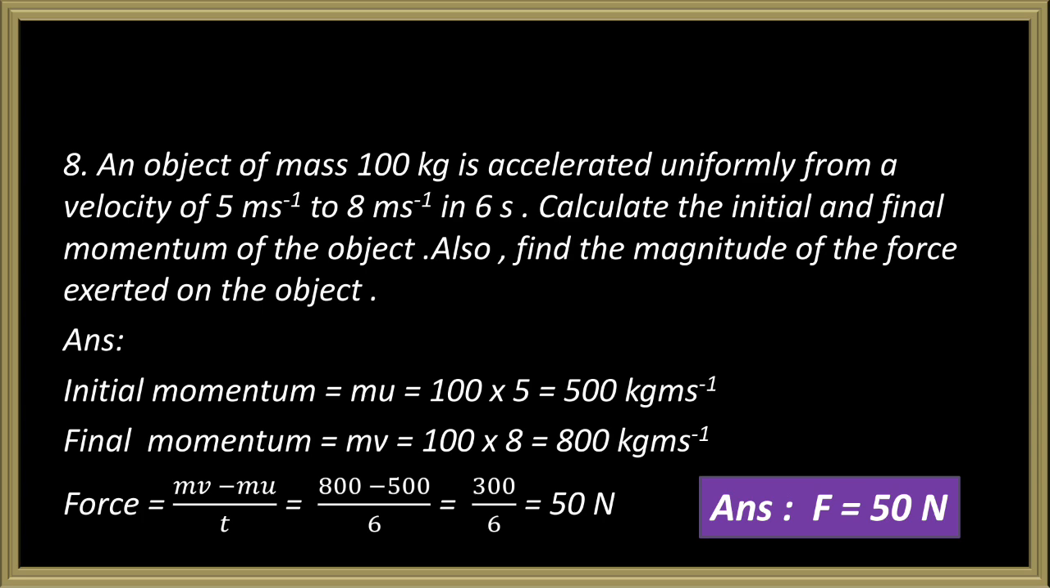Here the initial momentum mu equal to 500 kg meter per second, because m is 100 and initial velocity is 5 meter per second. Now final momentum mv equal to 100 into final velocity 8, which now becomes 800 kg meter per second, and we know that force equal to rate of change of momentum. So final momentum minus initial momentum by t. So putting the value we get force equal to 50 Newton.